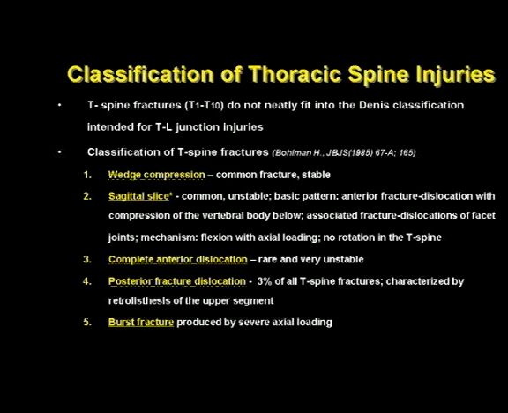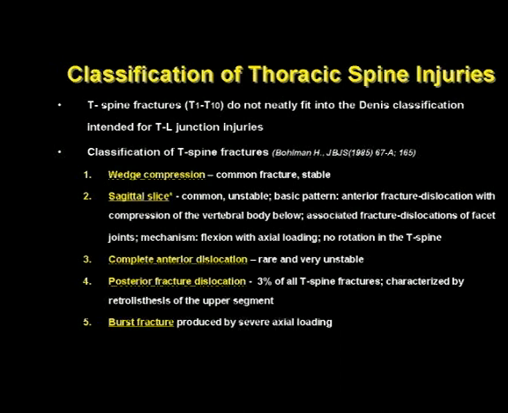The sagittal slice is peculiar to the thoracic spine, and this is a devastating injury. It's unstable. It's a fracture dislocation. The facets are involved. Posterior elements are involved. And the mechanism here is axial loading with flexion. This is all in your syllabus, by the way. Complete anterior dislocation is actually a worst-case scenario of the sagittal. And I'll show you examples of all of these.